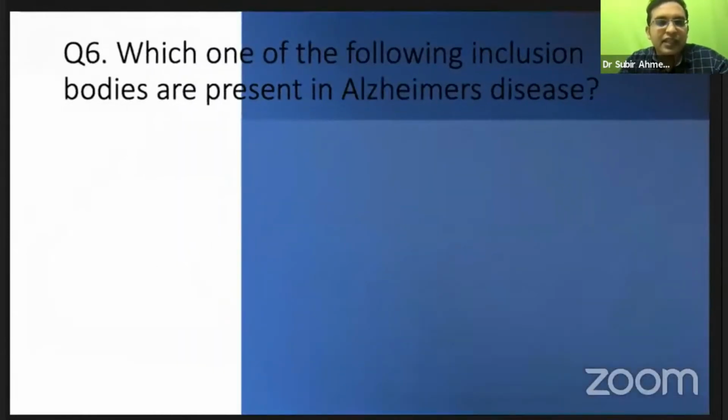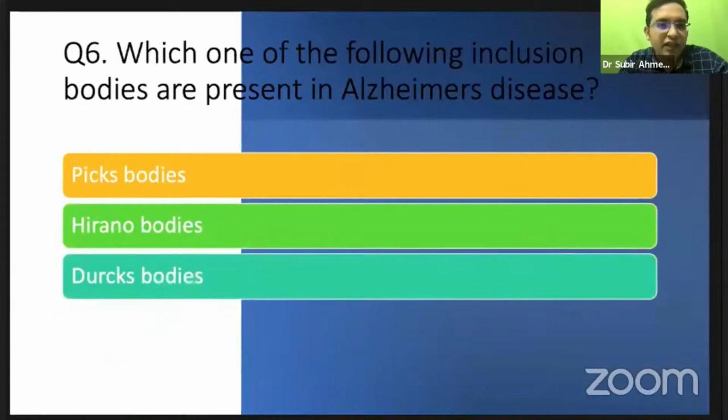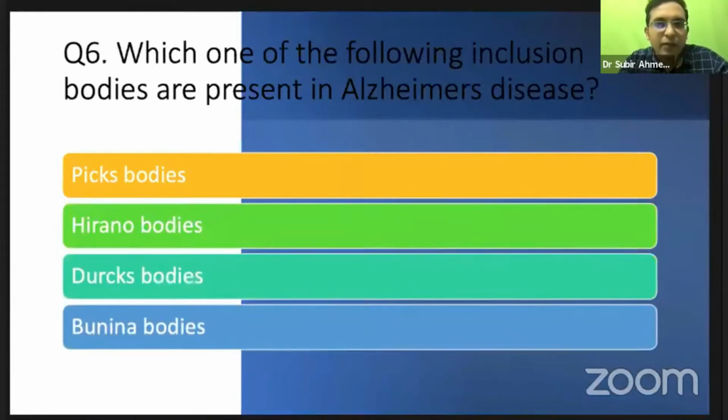So next question, let's see. Which one of the following inclusion bodies are present in Alzheimer's disease? Is it Pick's bodies, Hirano bodies, Dirk's bodies, or Bunina bodies? It's actually Hirano bodies. So where do we get Pick's bodies? Pick's bodies are found in Pick's disease. Pick's disease is the older term for behavioral variant of frontotemporal dementia.